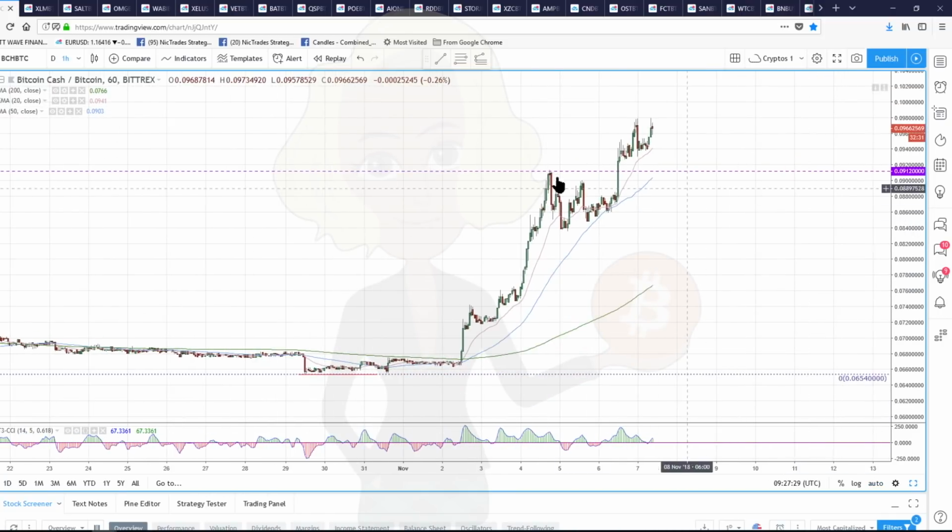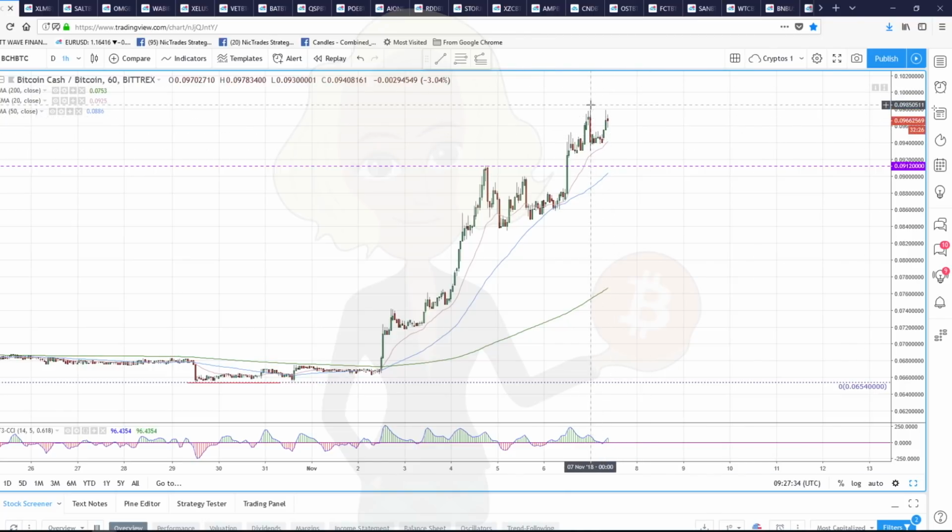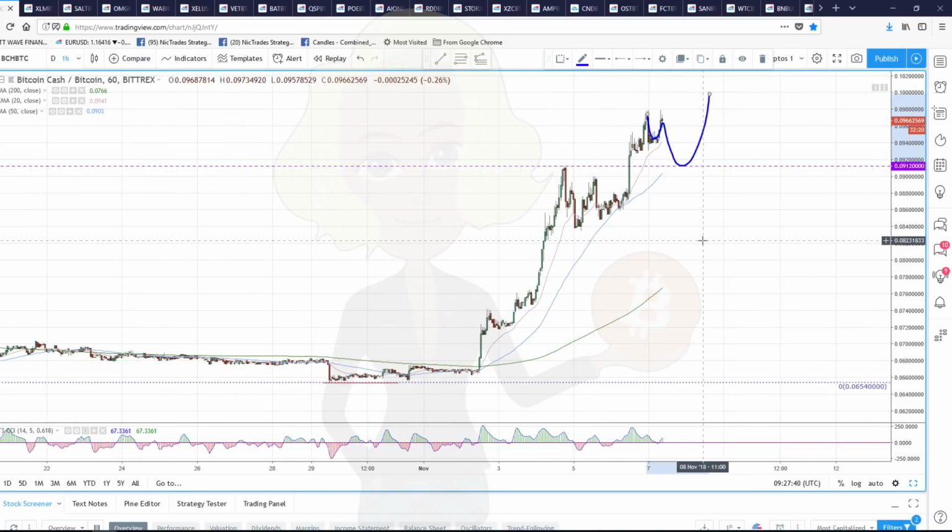Okay, so here's our support and resistance level. It's at 0.0912, so we're looking a little bit toppy. Again, we're going to look for an ABC correction to come back down here. So 0.0912 in Bitcoin Cash, at least on a pullback, I think.